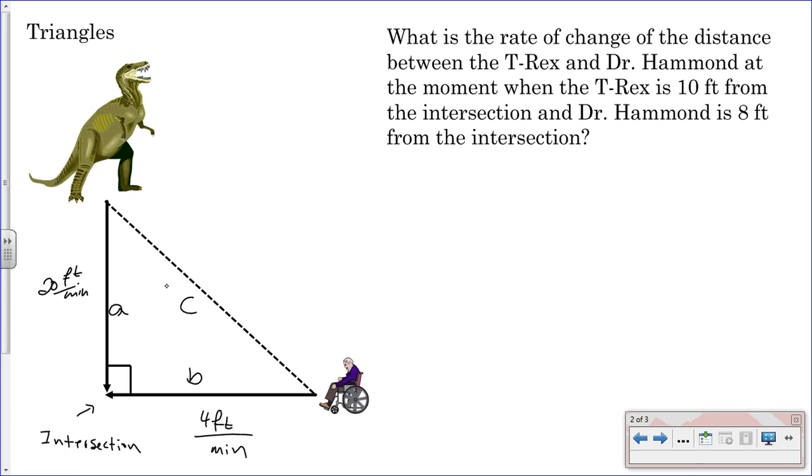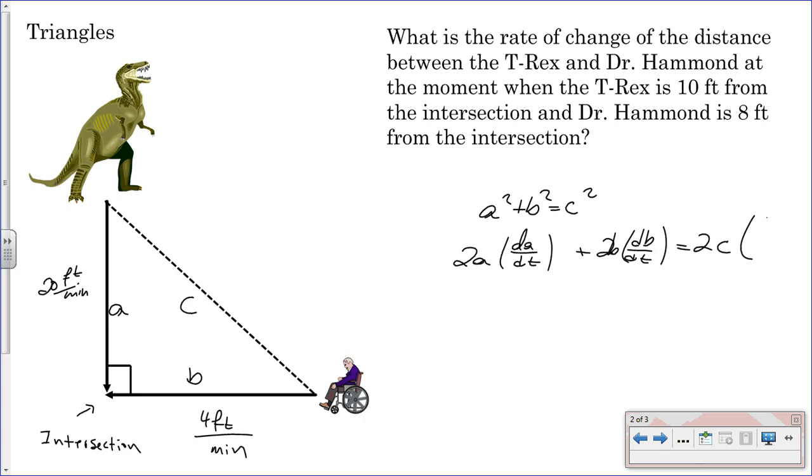So to find C, we're going to have to use the Pythagorean theorem. We know that a squared plus b squared equals c squared. So you're going to have to take the derivative of this, which is going to be 2a times dA dt, plus 2b dB dt equals 2c dC dt. Now we need to fill in some variables here.